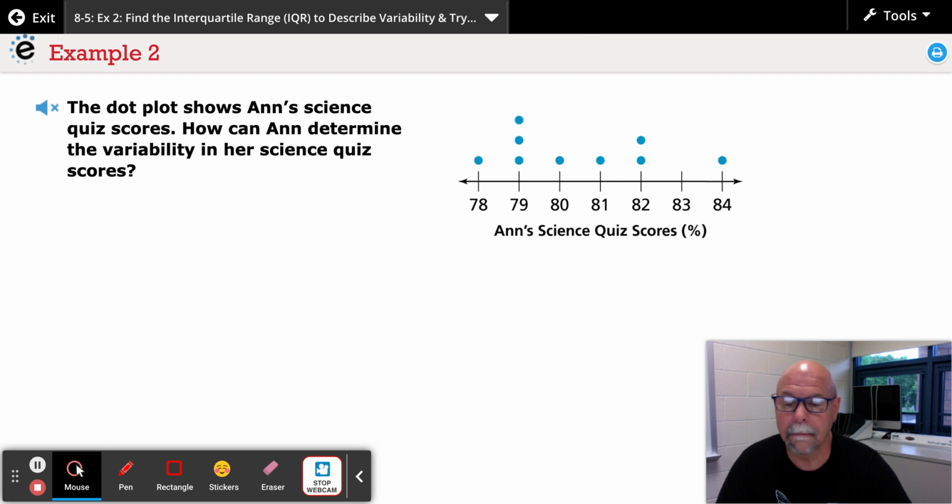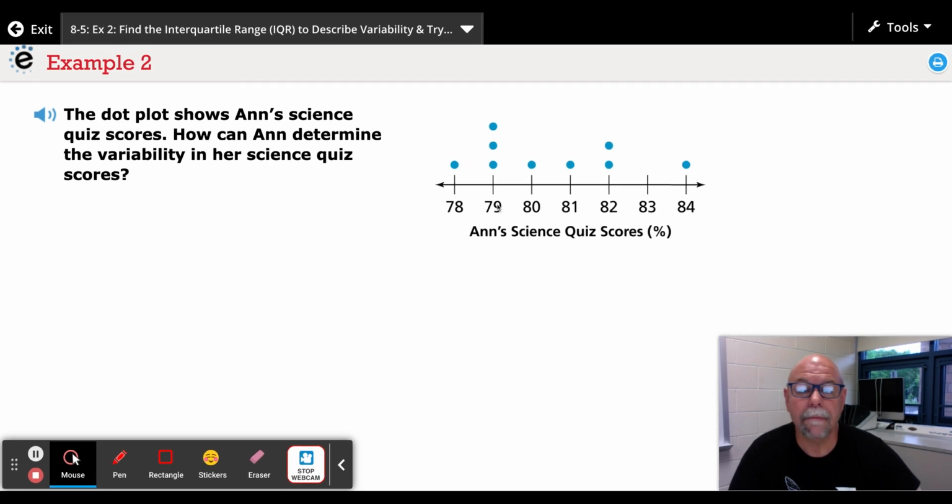How can Anne determine the variability in her science quiz scores? All right, so we can see that these are all her quiz scores: 1, 2, 3, 4, 5, 6, 7, 8, 9. So 9 quiz scores. And these are her actual scores. So this is not a range.